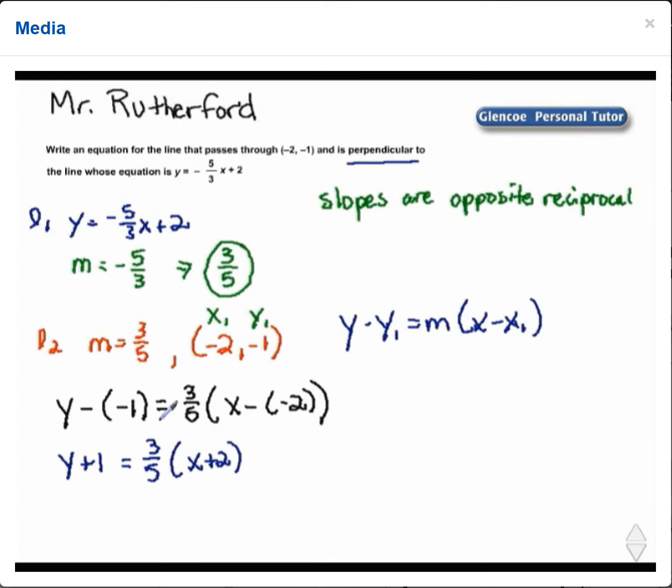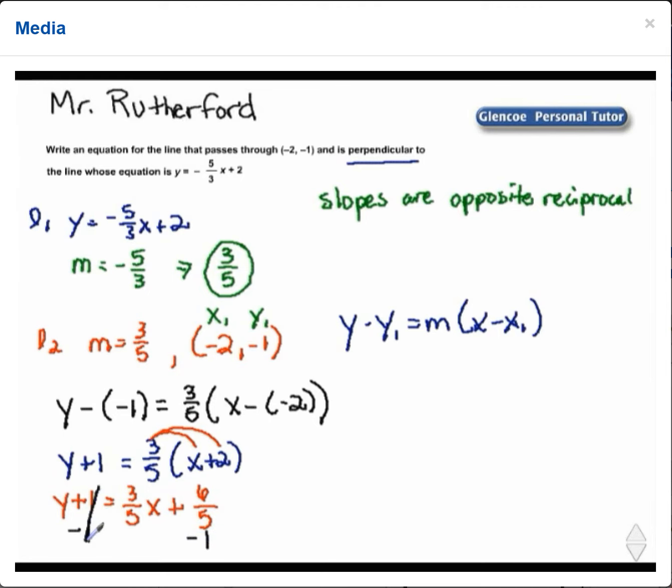Now we can distribute the 3/5 on the right to get rid of the parentheses. So we'll multiply 3/5 times x and 3/5 times 2. So we have y + 1 = 3/5 x, and 3/5 times 2 will be equal to 6/5, because 3 times 2 is 6, the 5 remains unchanged. Now in order to get this into slope-intercept form, we need to subtract the 1 from both sides of our equation.